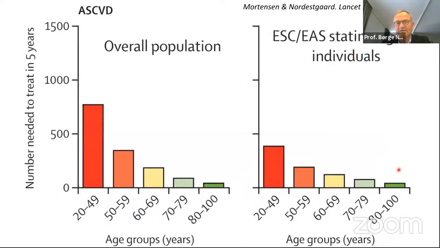the elderly. Therefore, we estimated what's the number needed to treat in 5 years to prevent 1 atherosclerotic cardiovascular disease event. If you look at the overall population by giving statins to everybody, then for the 80 to 100 years old, you would need to treat very few to prevent events, much fewer than in younger age groups. And if you only look at the ones that were statin eligible according to European guidelines, again, similar picture, you would treat much fewer than for the younger age group if you choose to give statins to the elderly.